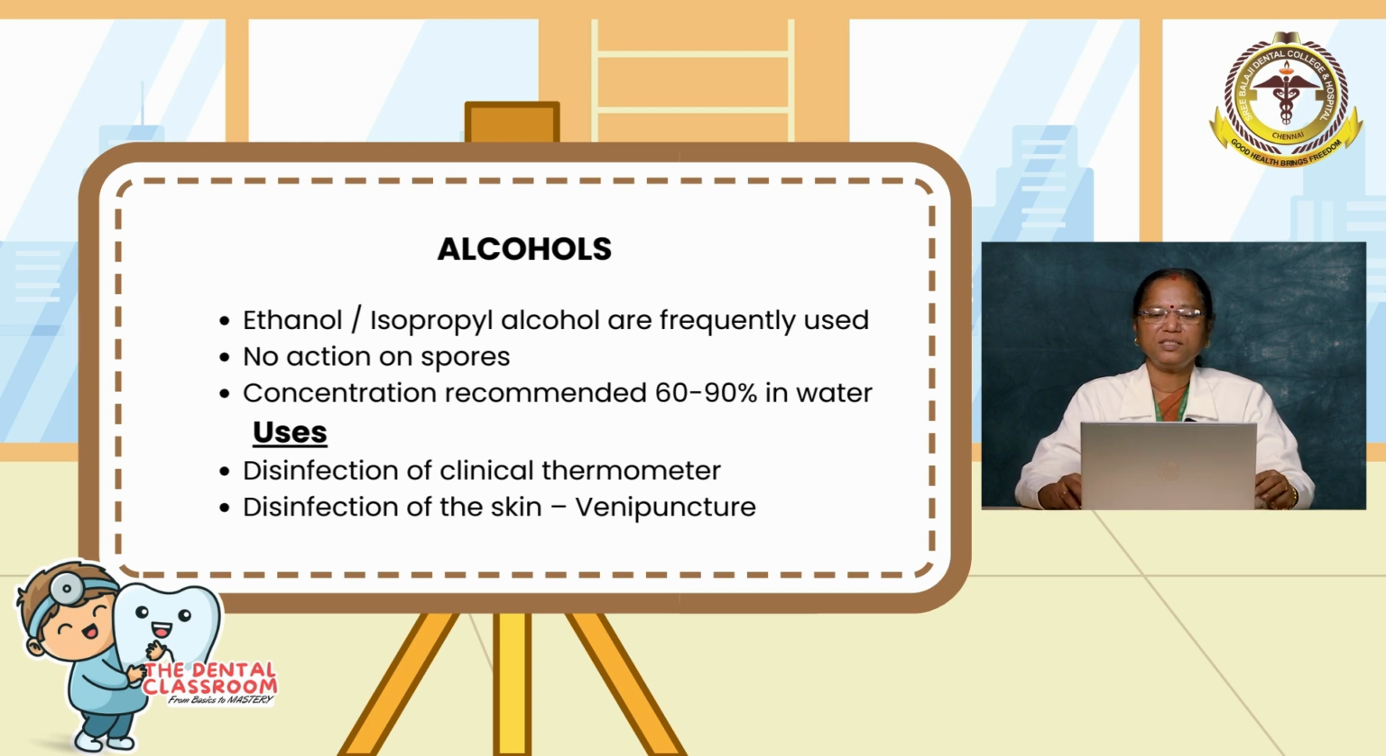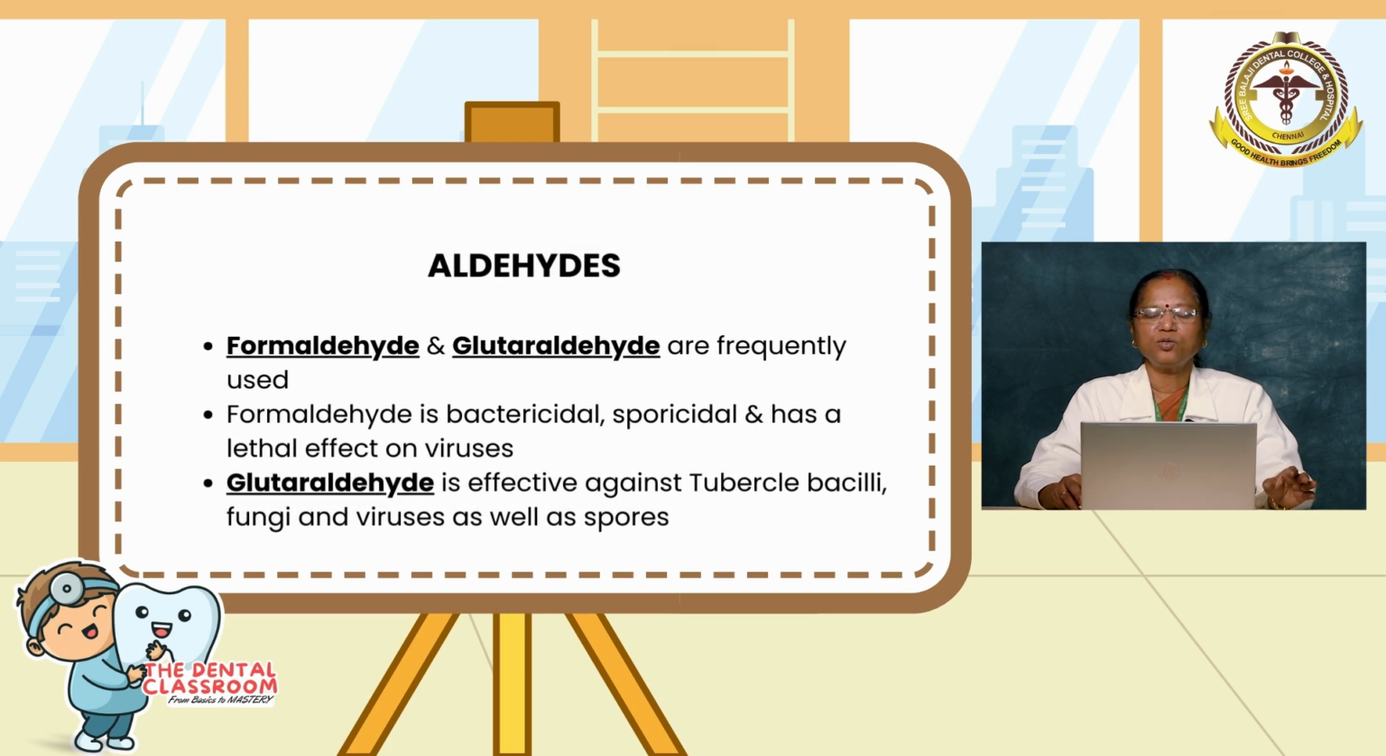The next group of disinfectants are aldehydes. Usually their mode of action is that they denature the proteins, and by denaturing the proteins they destroy the microorganisms. The most important aldehydes, which are most frequently used, are formaldehyde and glutaraldehyde. Formaldehyde is bactericidal, sporicidal, and also has lethal effects on viruses.